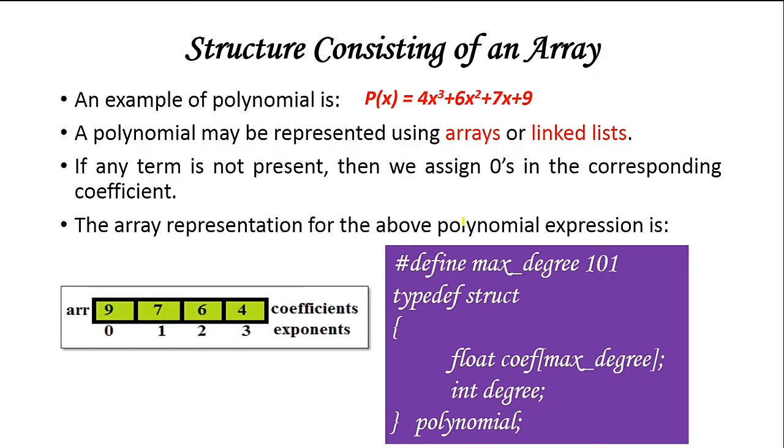The first one is a structure consisting of an array. I'll take an example for a polynomial: 4x cubed plus 6x squared plus 7x plus 9.